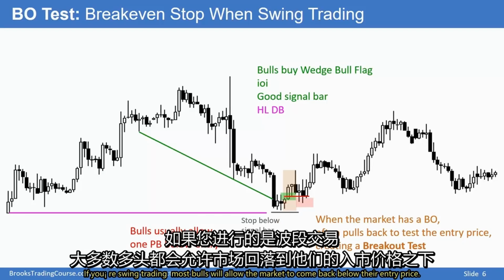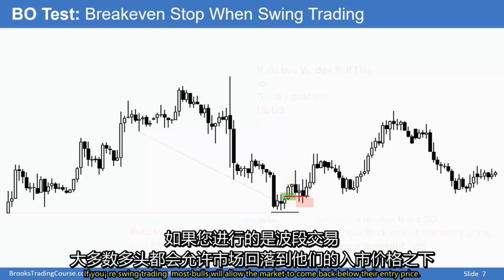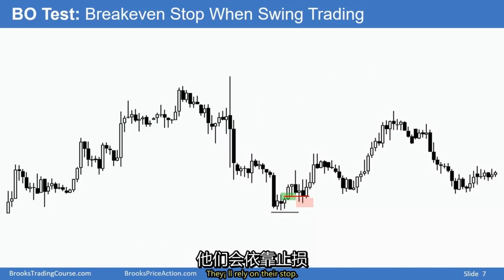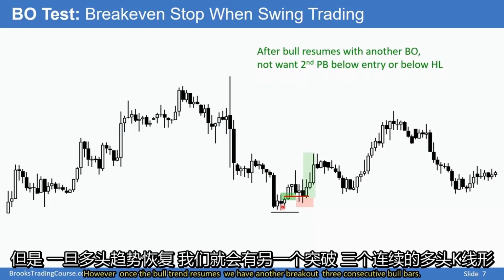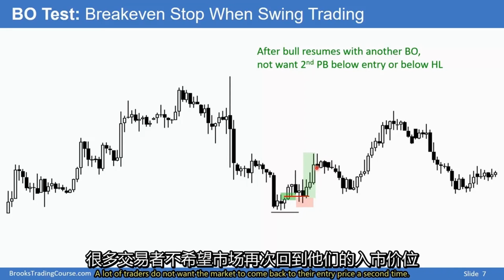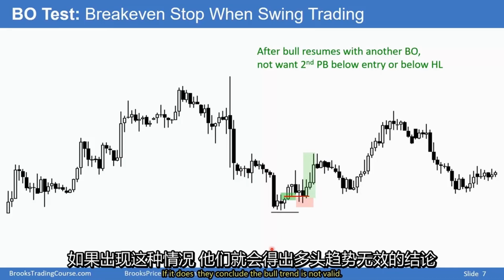If you're swing trading, most bulls will allow the market to come back below their entry price. They'll rely on their stop. However, once the bull trend resumes, we have another breakout, 3 consecutive bull bars. A lot of traders do not want the market to come back to their entry price a second time. If it does, they conclude the bull trend is not valid.